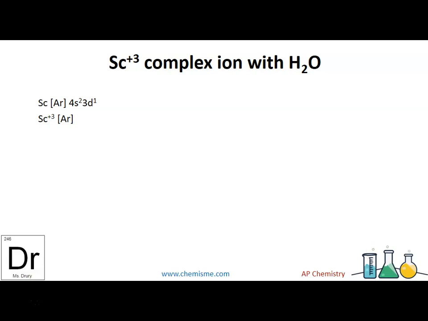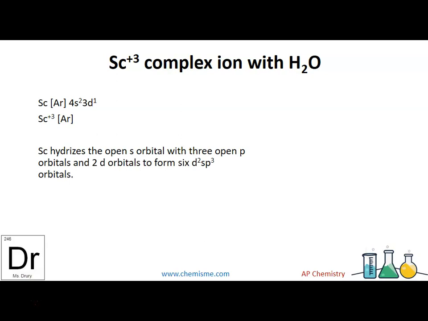And what will happen is the s orbital from 4s and the open 3 orbitals in 4p, there's 3 of them, right? And the d orbitals, 2 of them, will form 6 d2sp3 hybrid orbitals. Remember we used to talk about that? So it will start to hybridize and have these open orbitals.